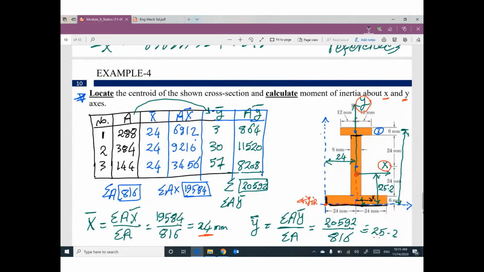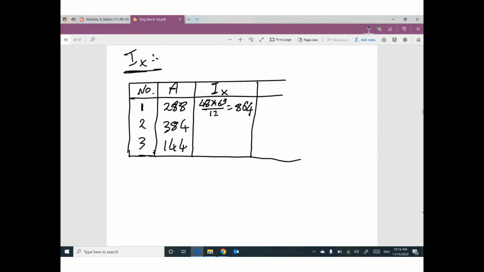Second part. We have another part here. At the centroid of this part, I will assume x-axis for this part only. Parallel to this part will be 8, perpendicular cube will be 48. So 8 times 48 cube over 12. This value will be 73,728.